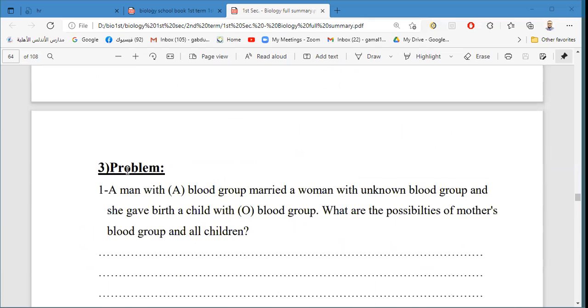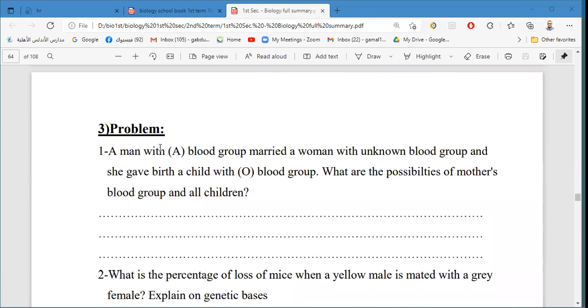We have a problem here. A man with A blood group married a woman with unknown blood group. Okay, A blood group has two genotypes. It can be what and it can be what?